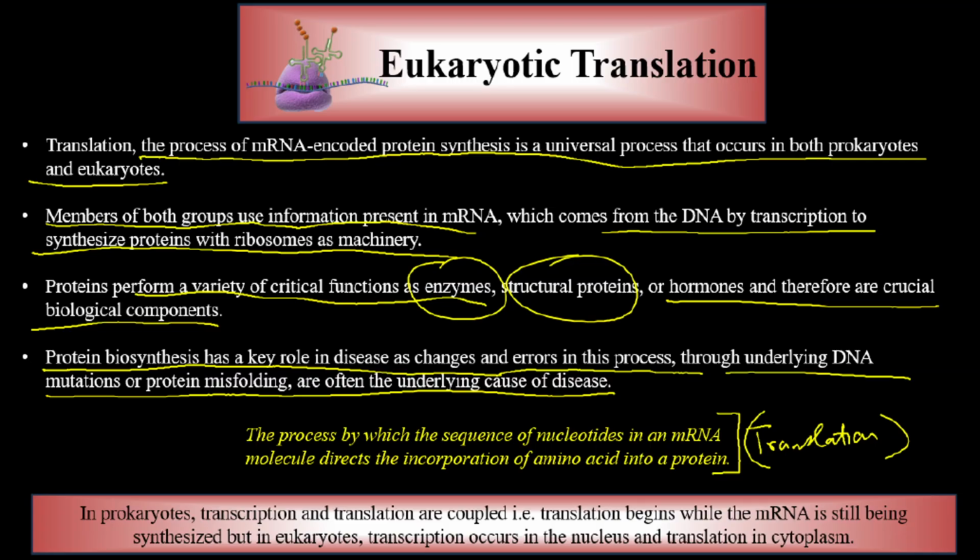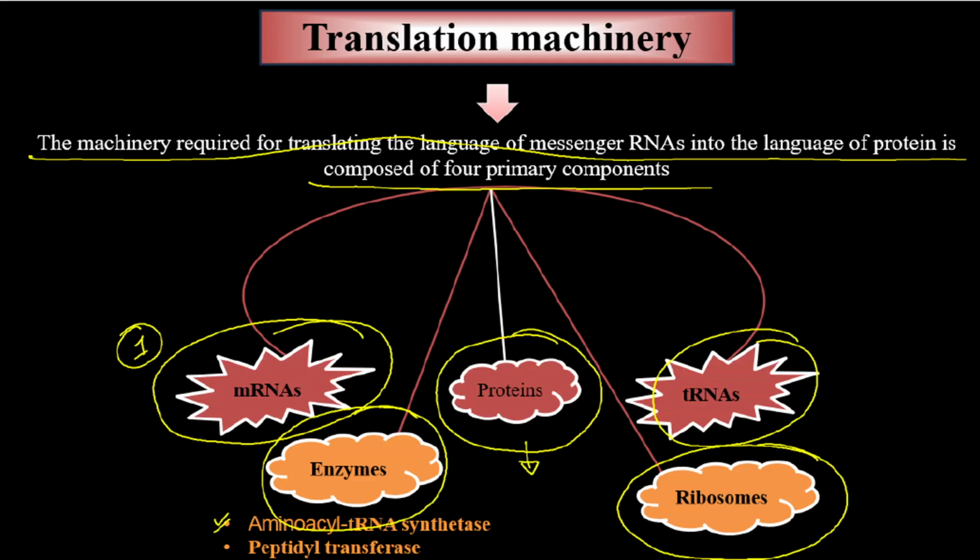In prokaryotes, transcription and translation are coupled. If you remember, I told you in the last lecture that it is a coupled process in which transcription happens and, hand in hand, translation also goes on, but that is not the case in eukaryotes. The machinery required for translating the language of messenger RNA into the language of protein is composed of four primary components: the mRNA, the enzymes, proteins, tRNAs, and ribosomes. All of these components are important for the formation of the new protein.